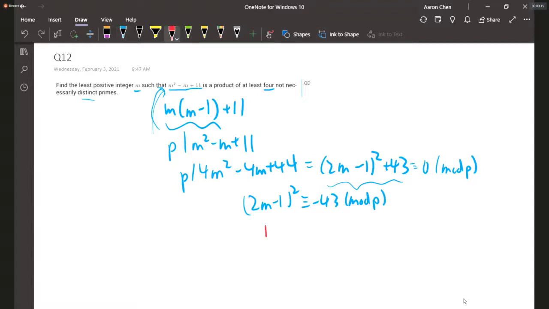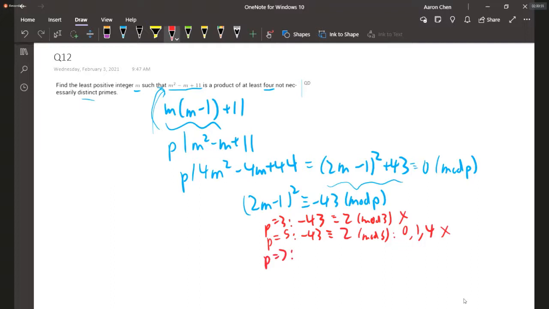And so now we can look at when p equals 3. And when p equals 3, negative 43 is congruent to 2 mod 3. And so this is bad because 2 is not a quadratic residue mod 3. And when p is equal to 5, negative 43 is congruent to 2 mod 5. And all squares mod 5 are either the form 0, 1, or 4. And so this is bad as well.